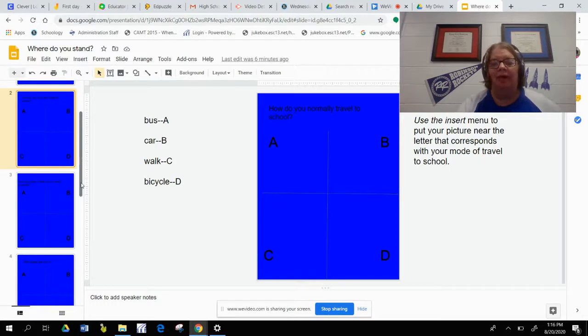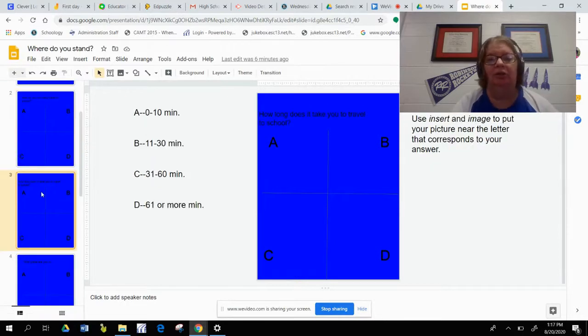Okay, did everybody have a place to stand? Or did everybody have a spot to put their picture? I don't know of any other way you could have gotten to school: bus, car, walk, or bicycle. Nobody came in an airplane, nobody came in a spaceship. We did have somebody come on a tractor once, but for the most part, everybody had a place to stand.